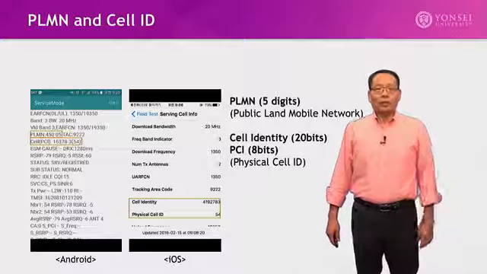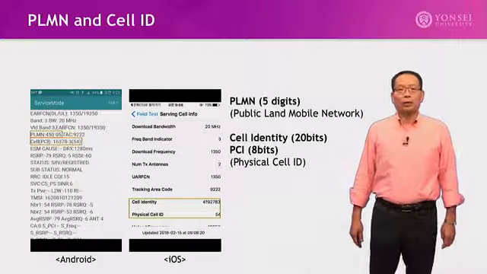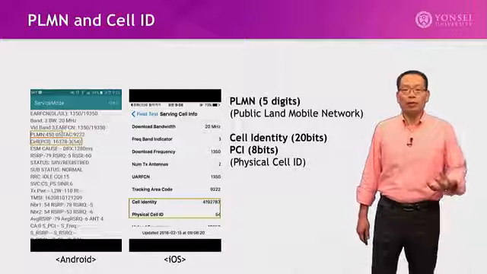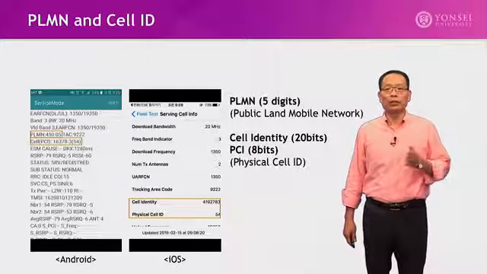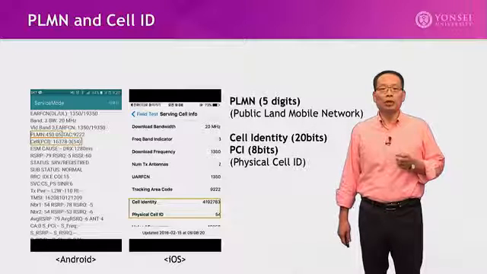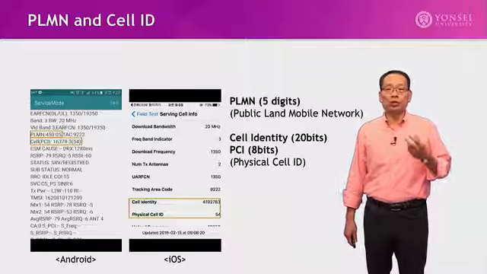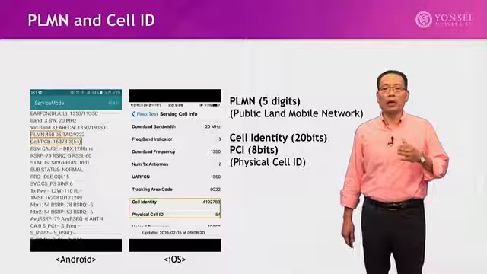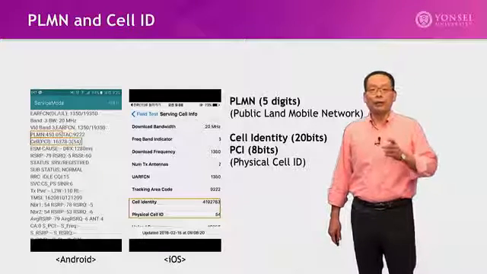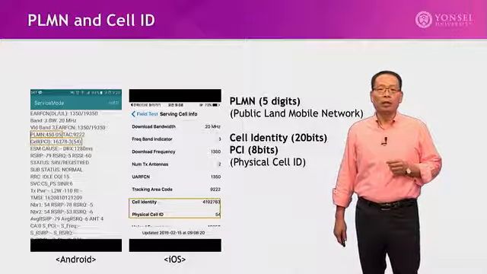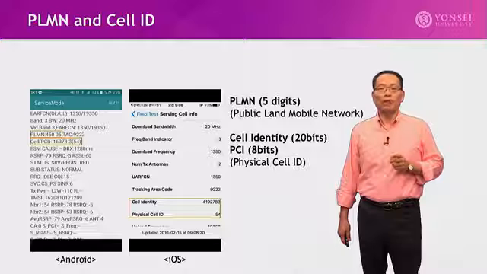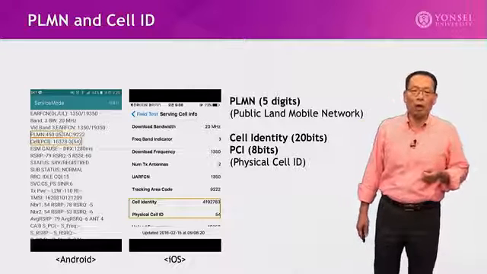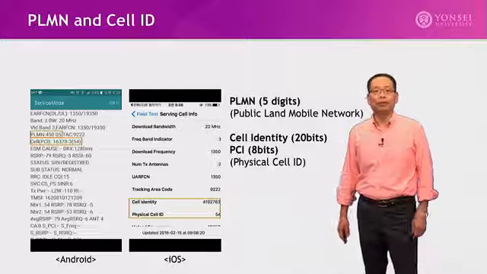The last one is the ID of a base station. Every base station has an address. In order to assign a different address to each base station, we are using two parameters, PLMN, that means Public Land Mobile Network, and the physical cell ID. PLMN represents the operator, and the physical cell ID is the local base station ID.